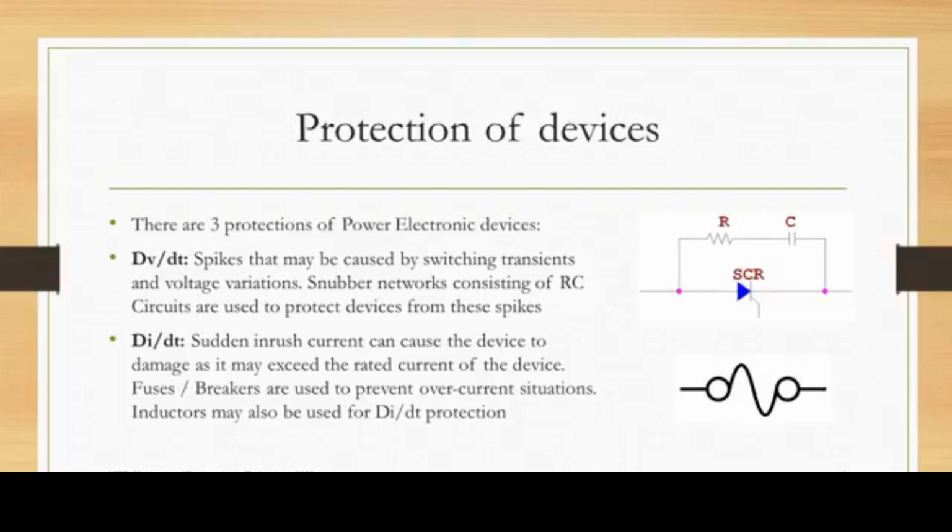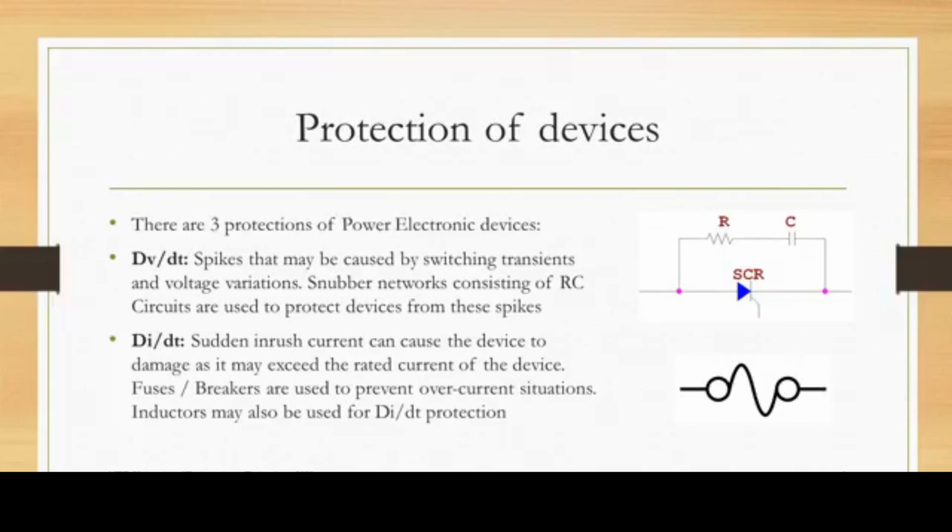The reliable operation of a converter requires ensuring that at all times the circuit conditions do not exceed the ratings of the power devices, by providing protection against overvoltage, overcurrent, and overheating. In practice, the power devices are protected from three different faults which may occur: dV/dt, di/dt, and thermal runaway. We will discuss briefly these three protections.